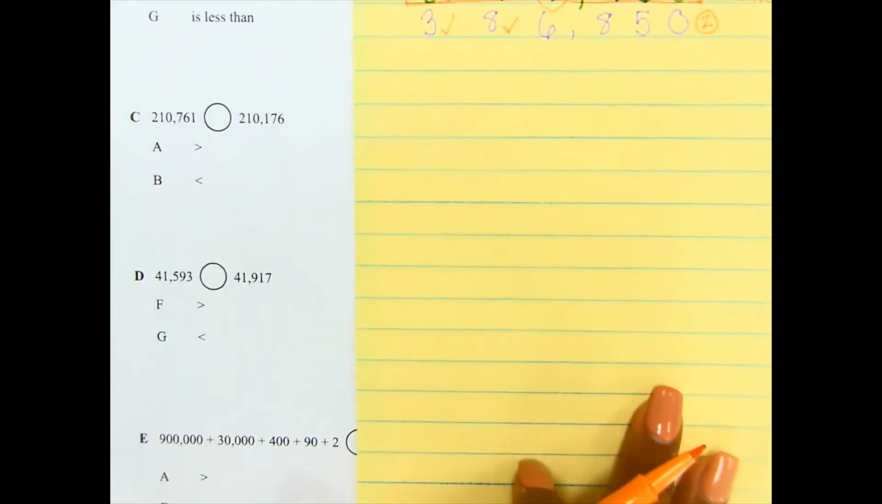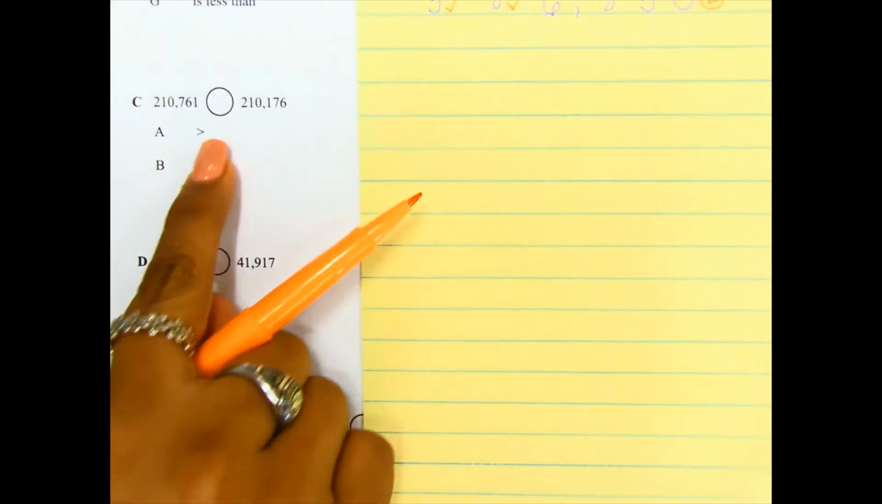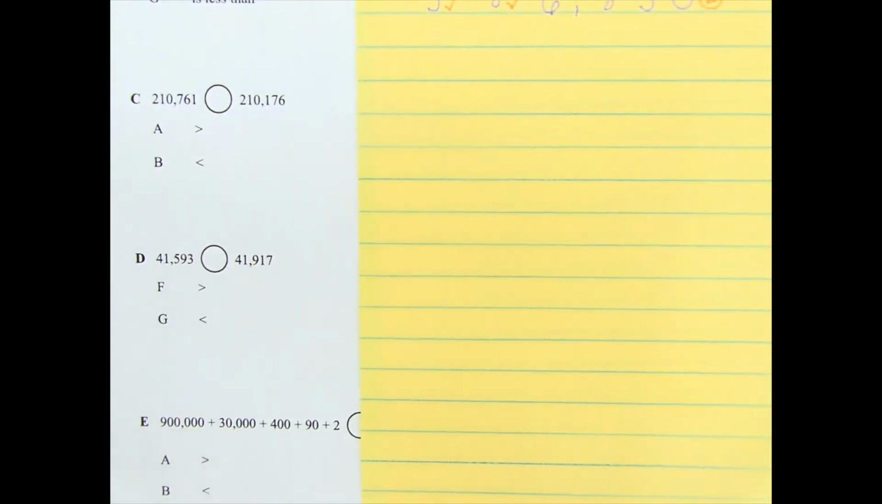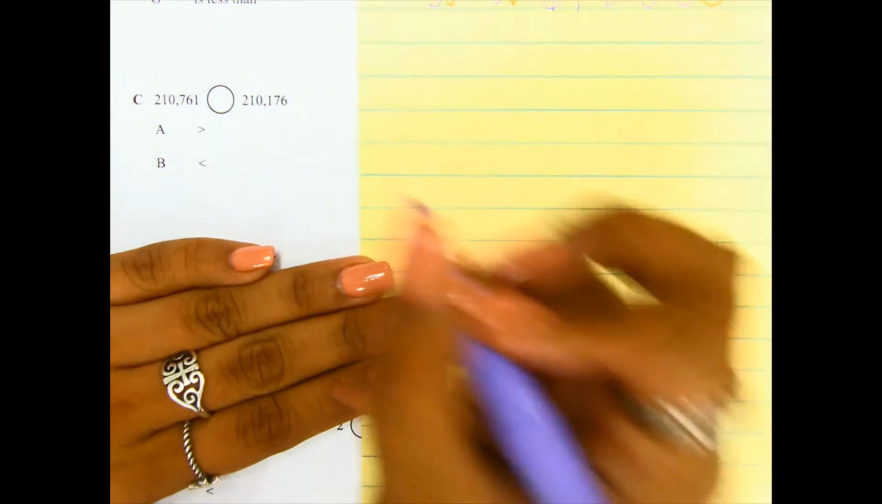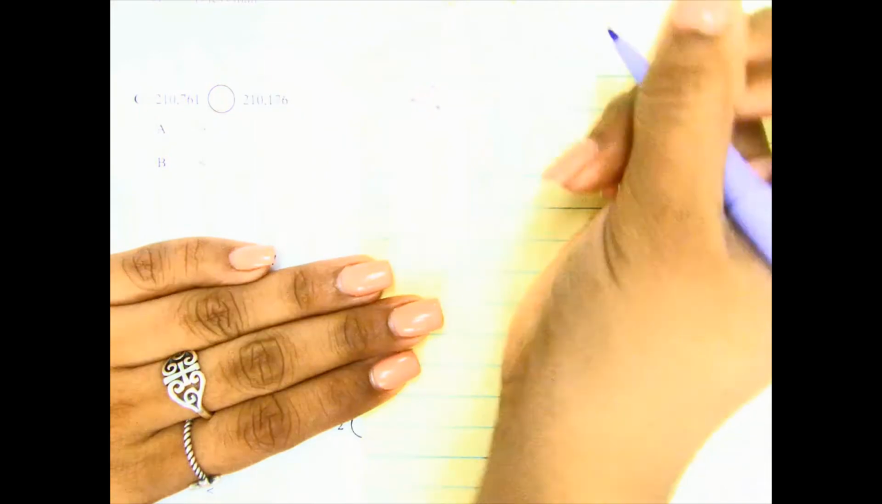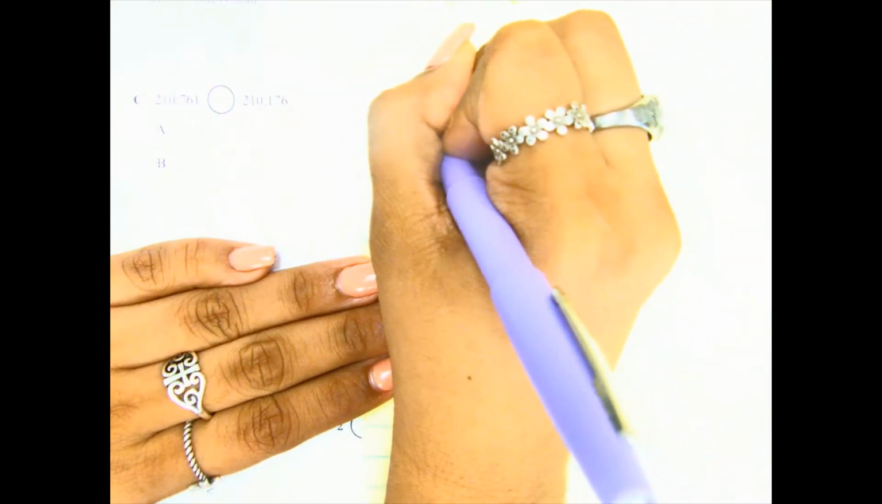So now, let's look at letter C. Now C here has two symbols. So I'm going to show you what those symbols mean. So now let's look. I'm going to write on this paper what it means. So I have a symbol that looks similar to this, and I have a symbol that looks like this.